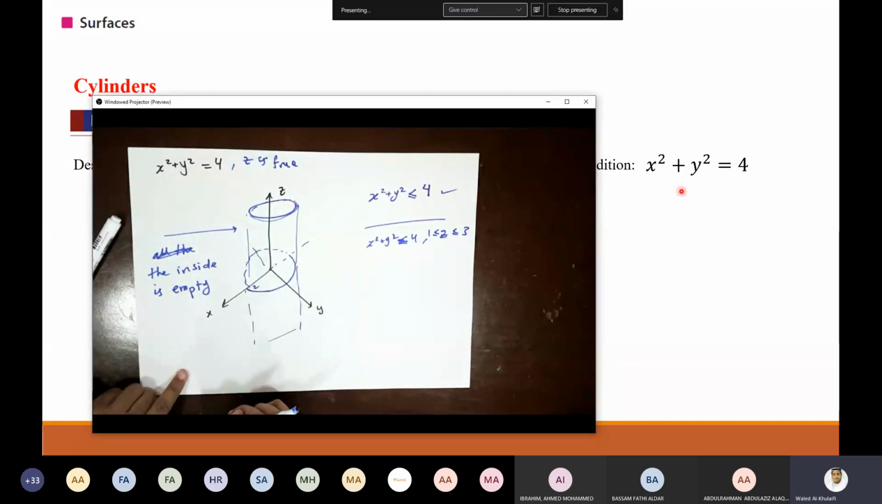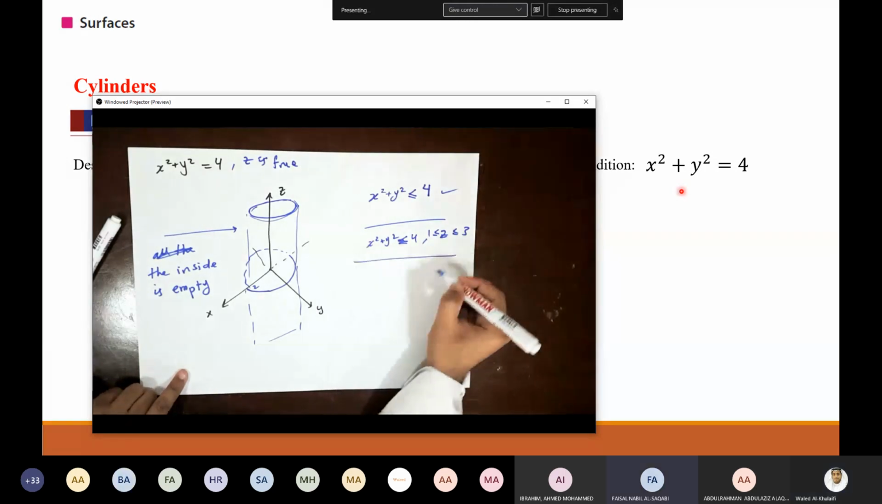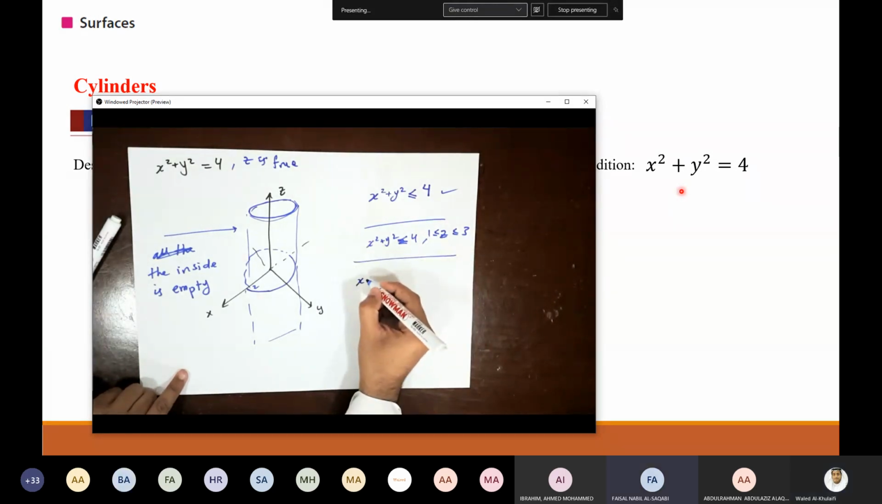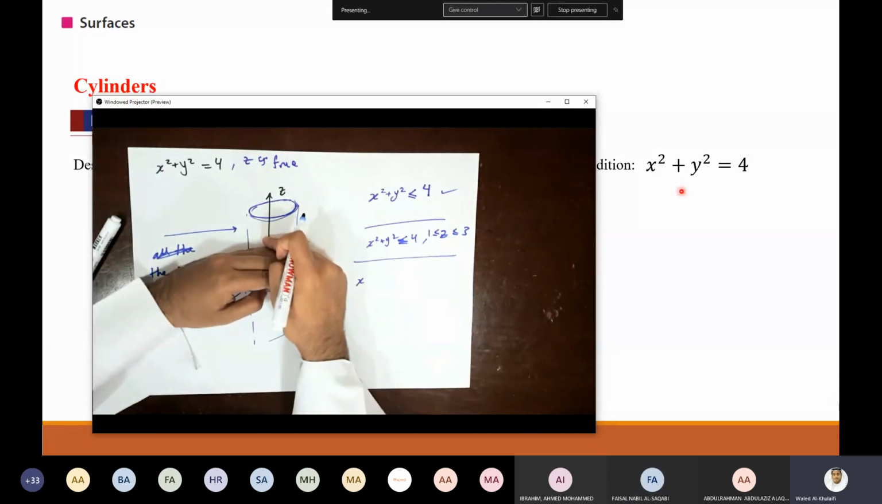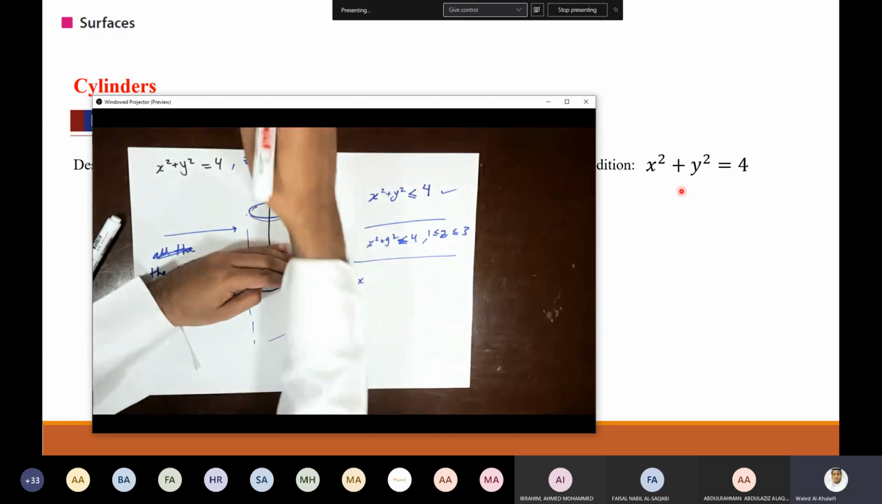Yes, Faisal. Doctor, if we said more than or equal to 4. Yeah, more than or equal to 4 means you are talking about a cylinder with a base on z equal 4, and an infinite top.